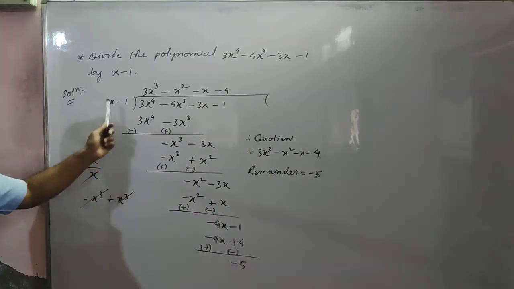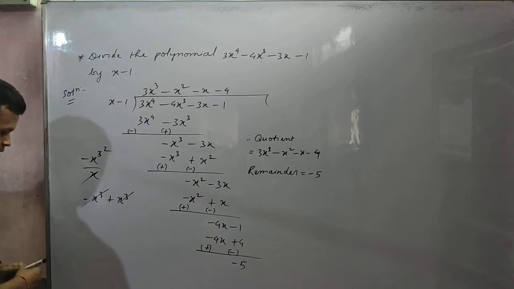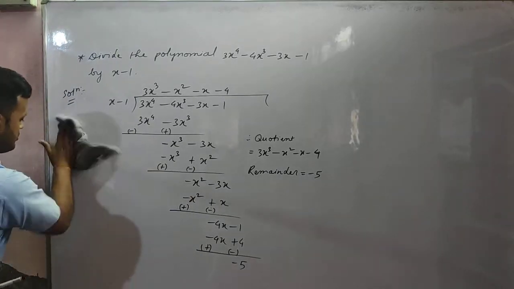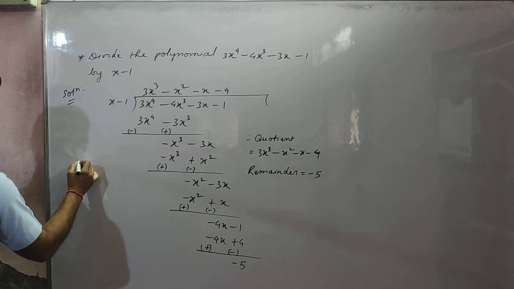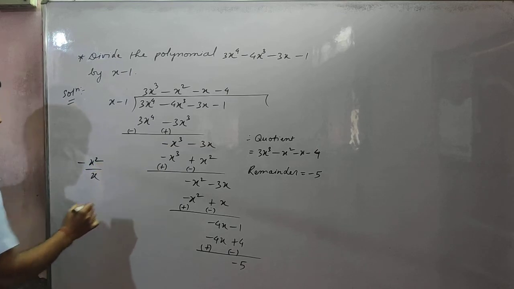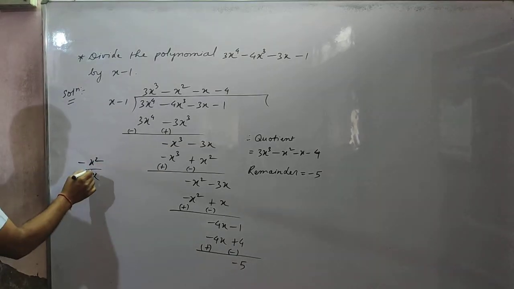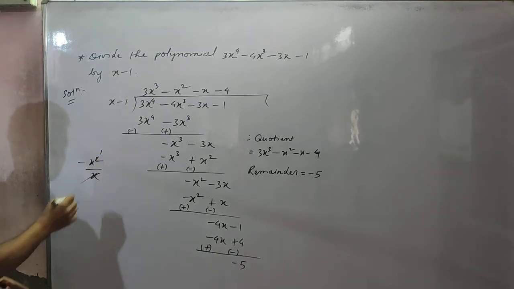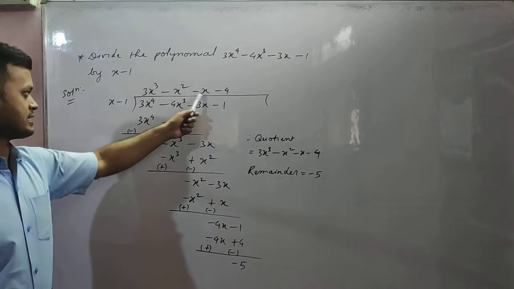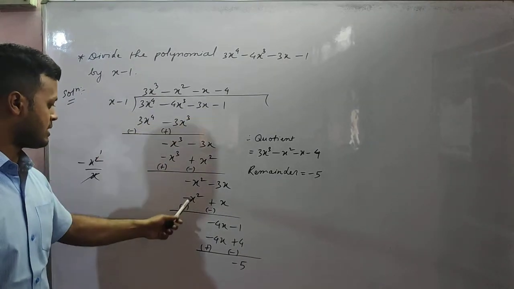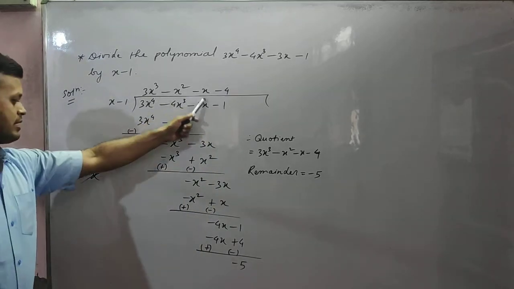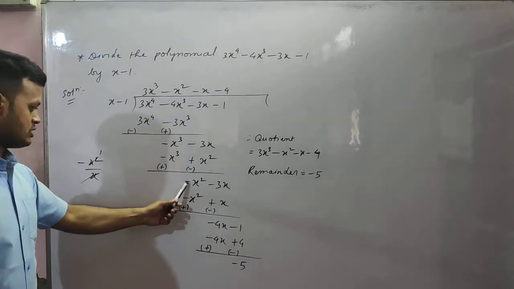In minus x square, x will go how many times? Minus x square, students. Now what you will do is divide minus x square by x. How many x is there? 2. So 1 will be cancelled. So write here minus x. X into minus x will become minus x square. Minus 1 into minus x will become plus x. So these two are cancelled.